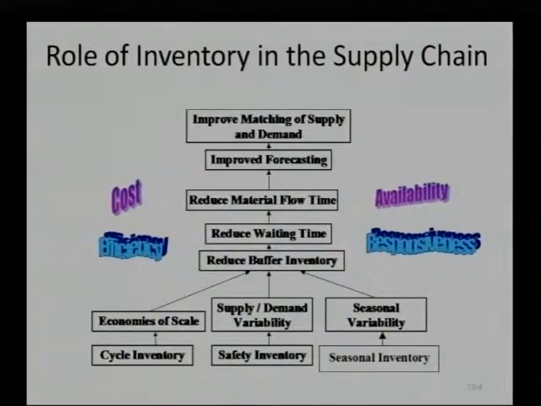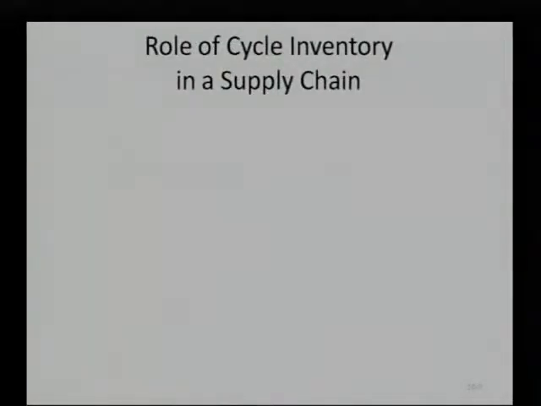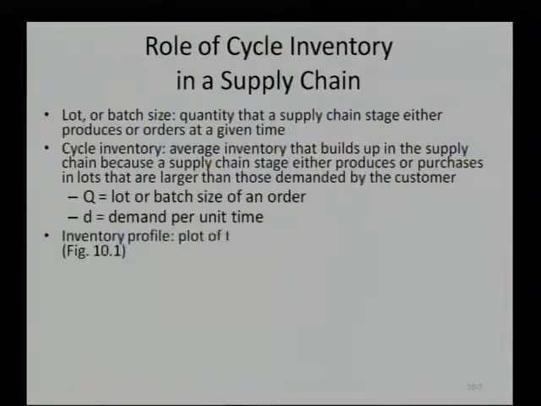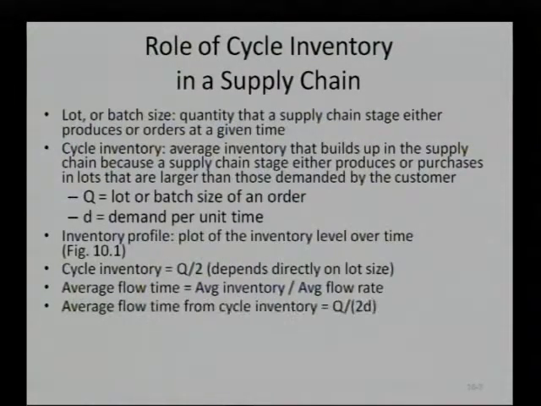So, the next slide gives us the role of inventory. Improve the supply and demand. This is basically a diagrammatic representation of what we have said earlier. Improve forecasting, reduce material flow time, reduce waiting time, reduce buffer inventory, supply demand variability. We are going to understand this better when we go to our later discussion.